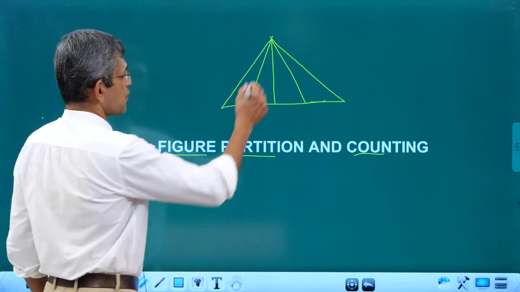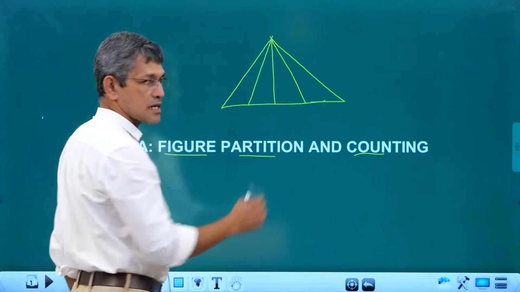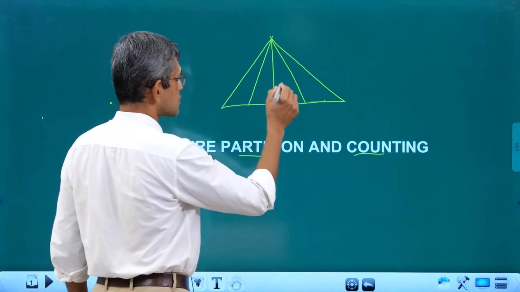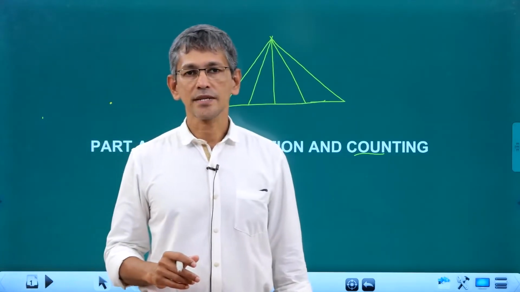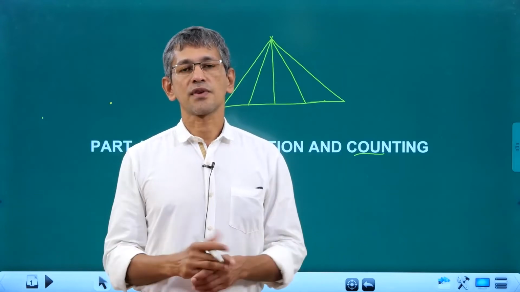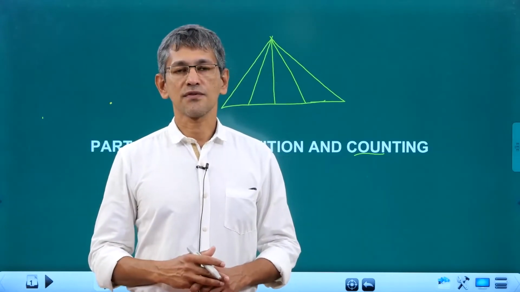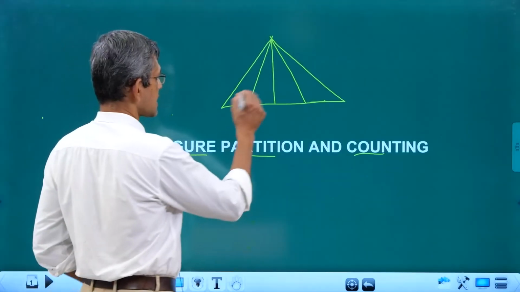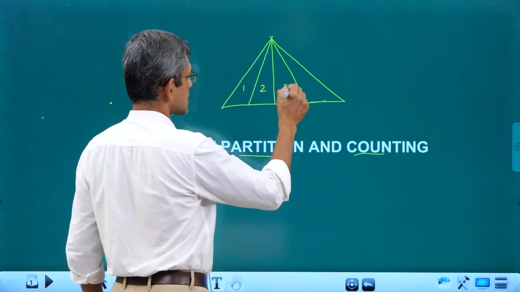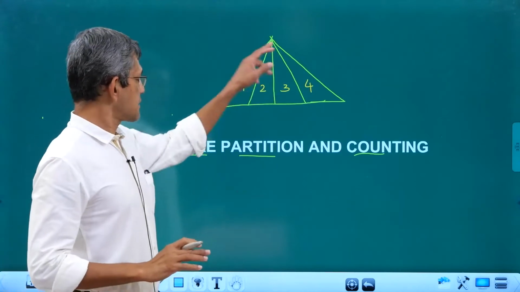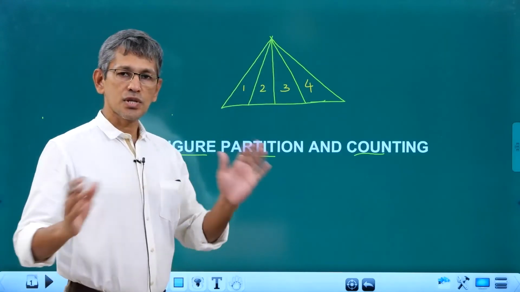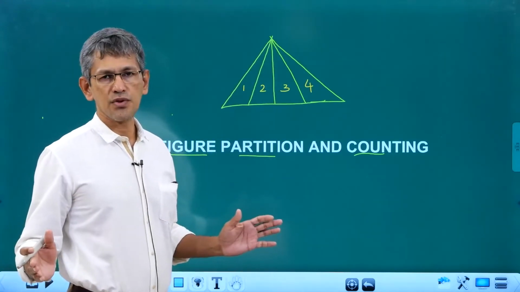So now we have the large triangle here. At the same time, we have 1, 2, 3, 4 small triangles as well. Right? So what's the total number of triangles? That's the question in front of us right now. So here we have 1, 2, 3, 4 small triangles, and we have a large triangle as well. So total 5 triangles. Is that what you think?